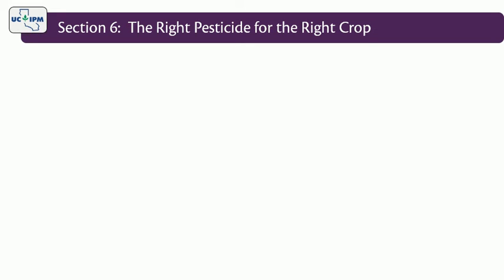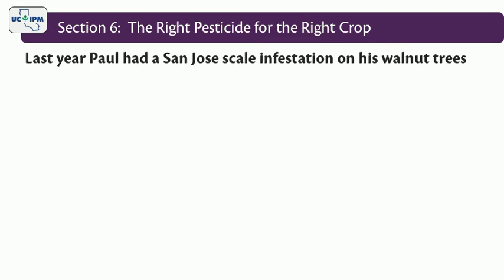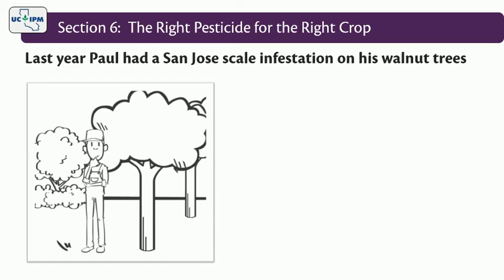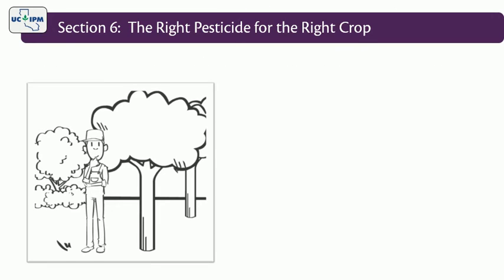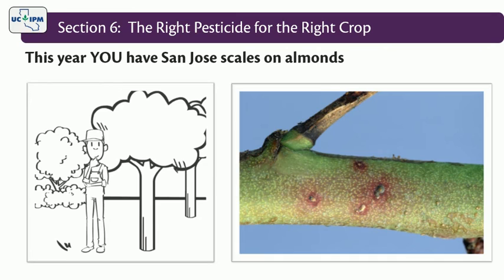Let's take a quick look at a scenario. Let's say your neighbor Paul had a really heavy San Jose scale infestation on his walnut trees last year and used Admire Pro as a foliar application to keep them under control. This year you have a heavy San Jose scale infestation on your almond trees, and Paul suggests that you use the same product because it worked well for him.